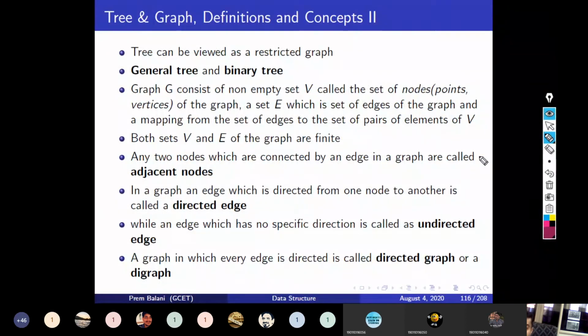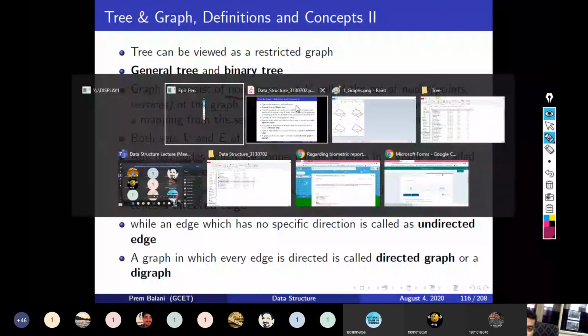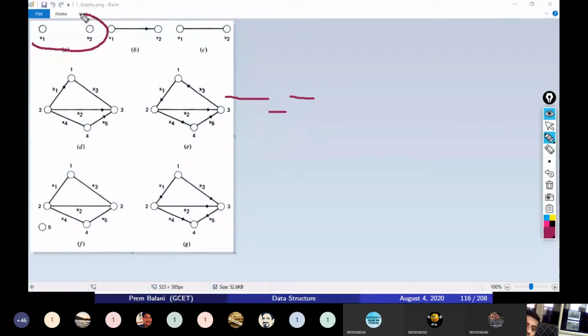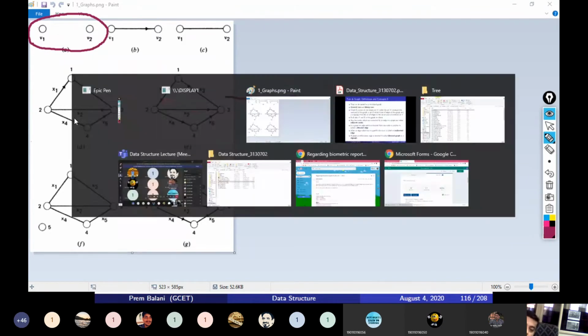Right. So here you have to remember that the vertices set V is supposed to be non-empty, while the set of edges can be empty. That's why the first graph is intentionally kept as just 2 vertices. No edges are joined in between. So this is also a valid graph. This is also a valid graph, right? Vertex 1 and vertex 2. So it has a non-empty vertex set, but it has an empty set of edges. But then also it is a graph, right? Okay.